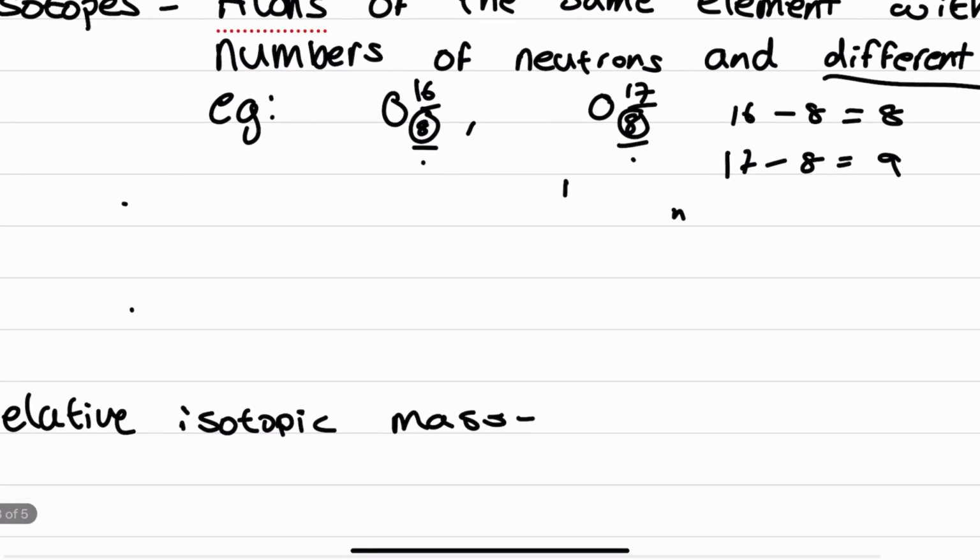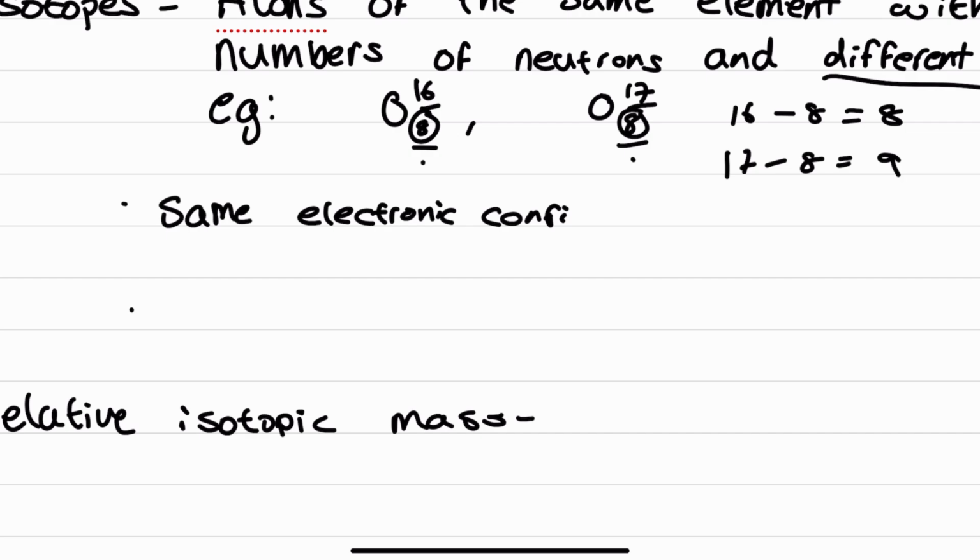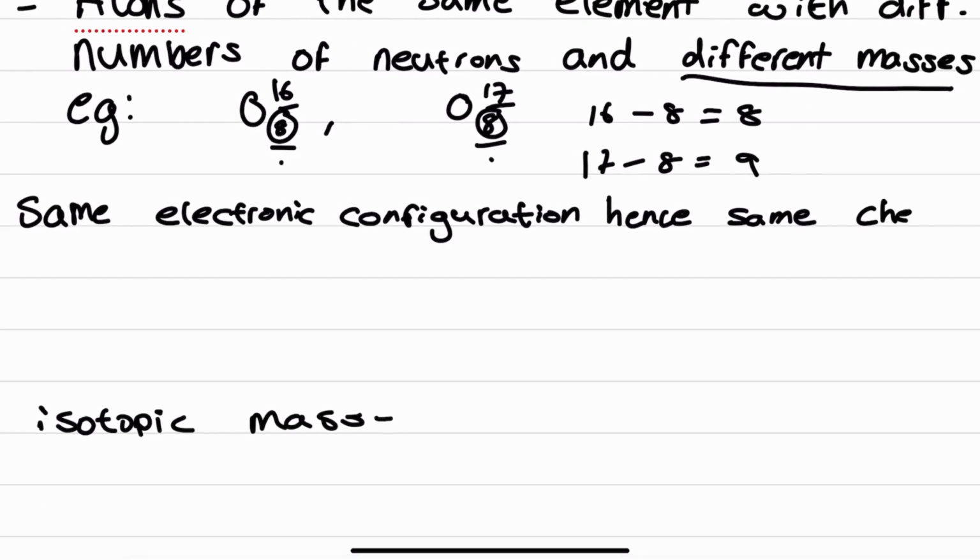Now, there are two bullet points that you must remember for isotopes. The first one being, all isotopes have the same electronic configuration, hence the same chemical properties.